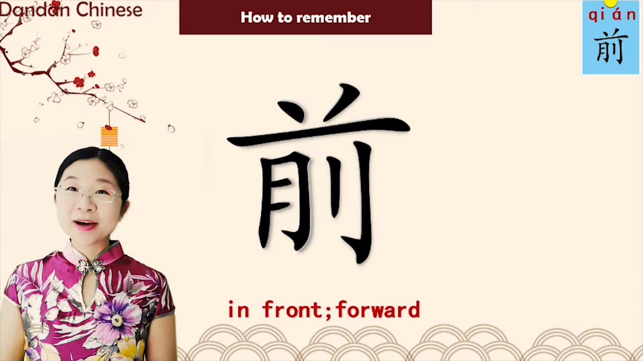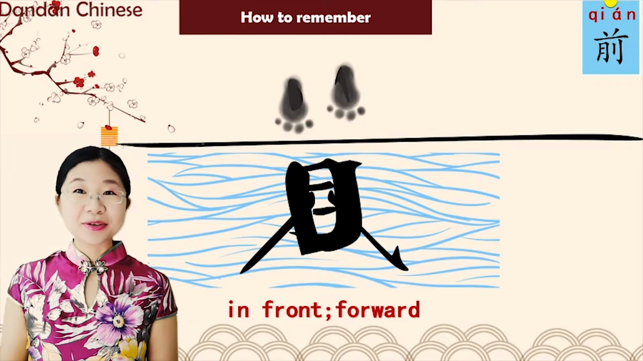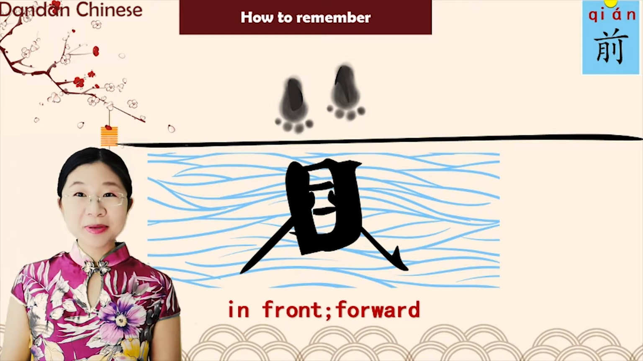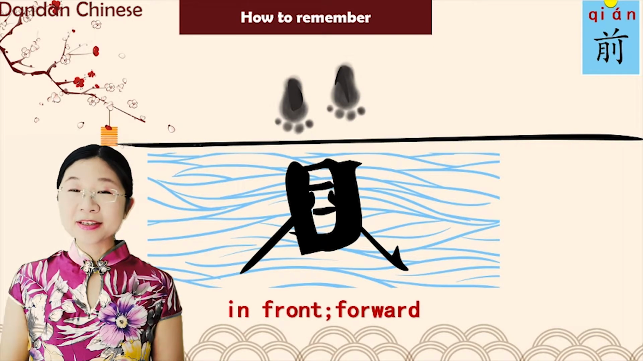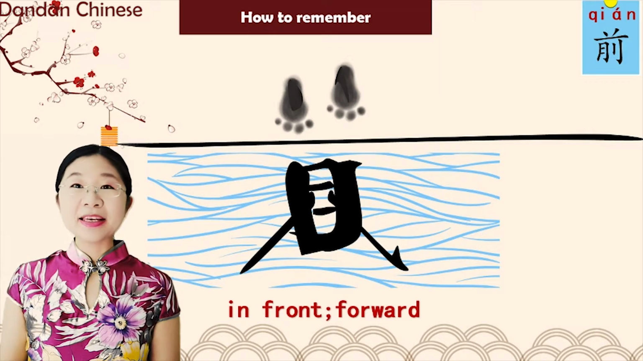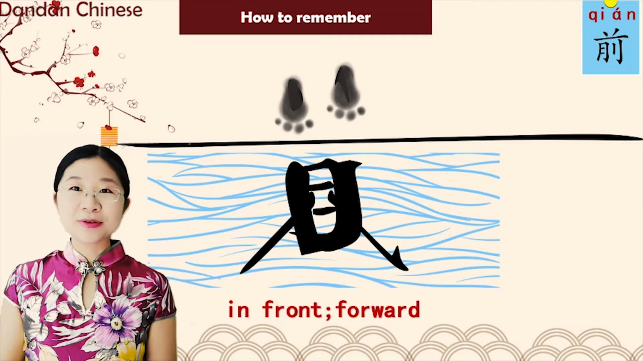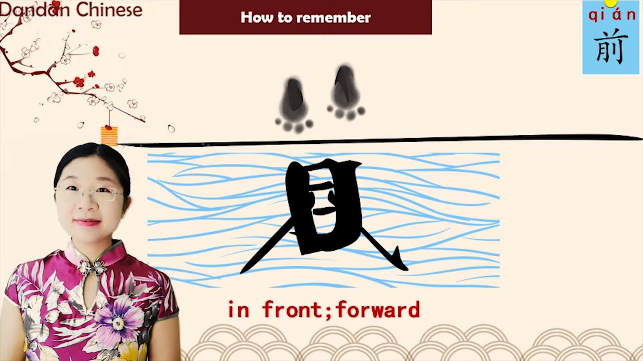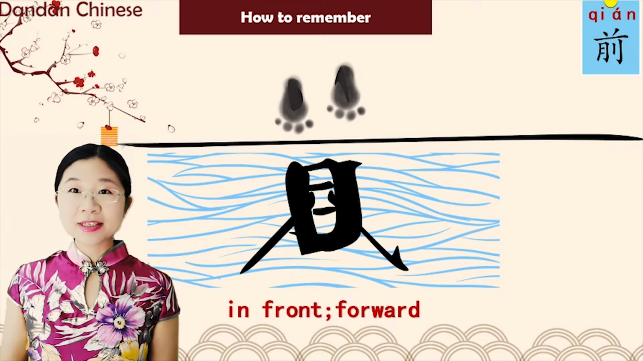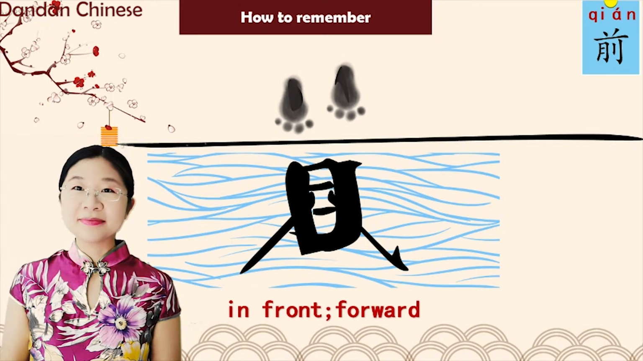Now let's learn how to remember this character. I change it into a picture. So from the picture, we can see first the footprint. It's like a man is standing. And in front of him, there is a boat with 2 paddles. And have you recognized the horizontal stroke? I change it into the dividing line between the land and the sea.